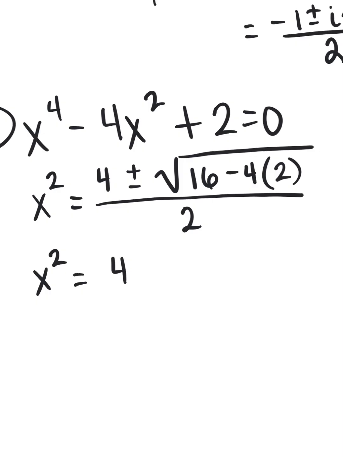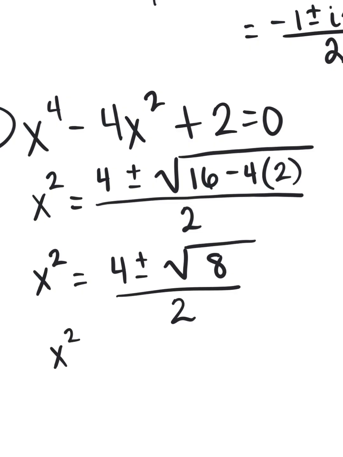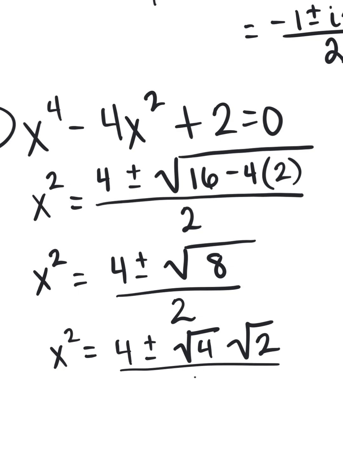So we have 4 plus or minus square root. 16 minus 8 will give me an 8 right there. And then I'm looking at working on the 8, square root of 8. So that busts down into 4 and 2. So we have the square root of 4 times the square root of 2. And don't forget your denominator.